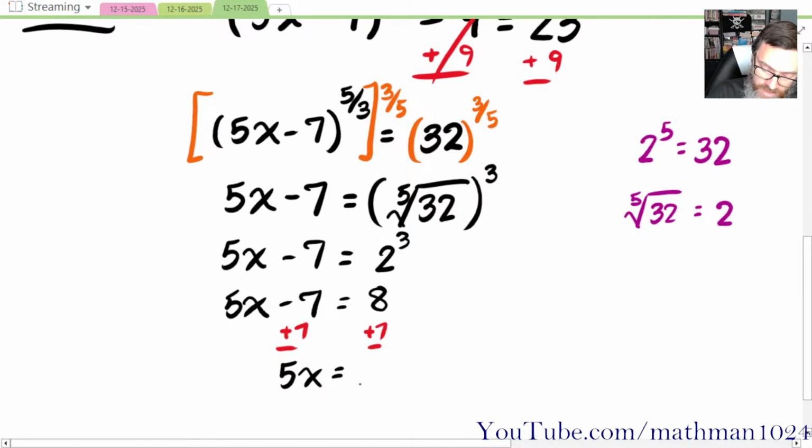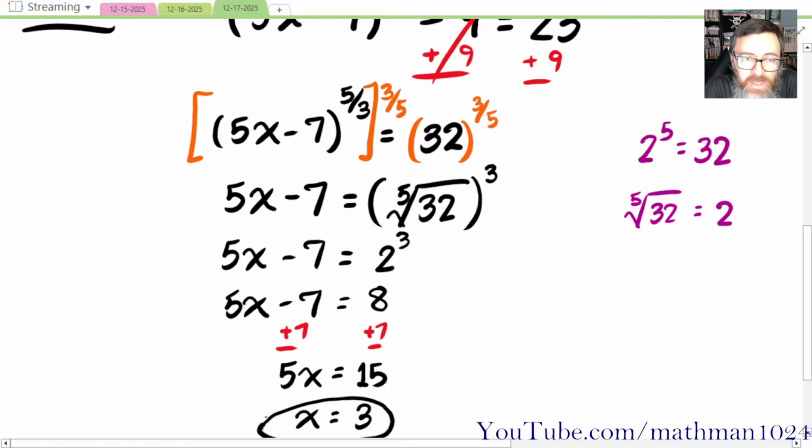So 5x equals 15, which means x equals 3. And that's it. There shouldn't be anything else that we have to worry about doing for this problem. And I don't know what else to say. That's it. Now, I added extra stuff here, but the steps are very similar to what we would have done with maybe solving by using the square root property.